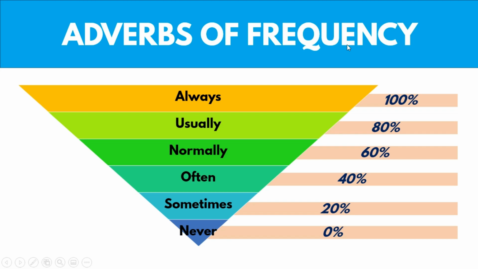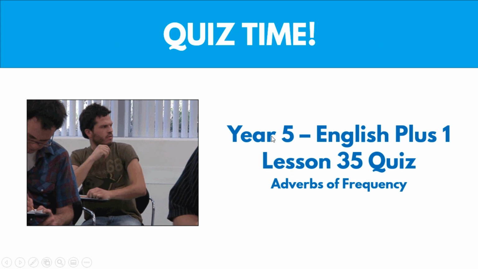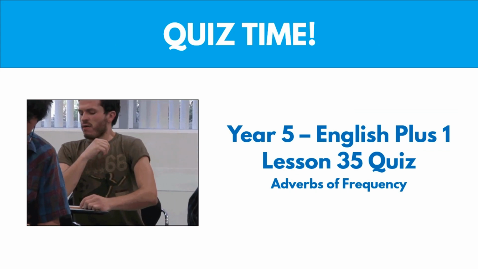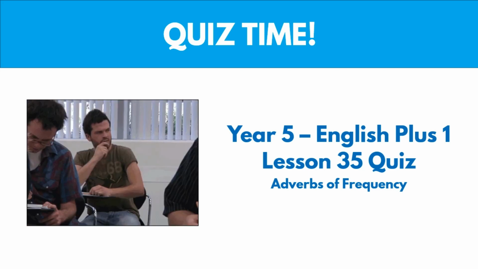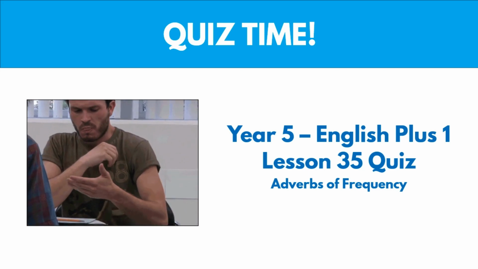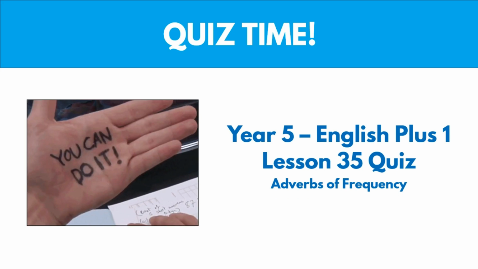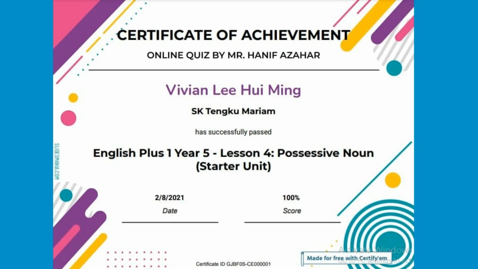So there you go. You have learned all 6 types of adverbs of frequency. Always, usually, normally, often, sometimes, and never. So you can use these in your daily life after this. That will be all for our lesson today, and I hope you have enjoyed my lesson. After this, you can try the English Plus One lesson 35 quiz, adverbs of frequency. And if you manage to score more than 80%, you can get a beautiful certificate just like this.